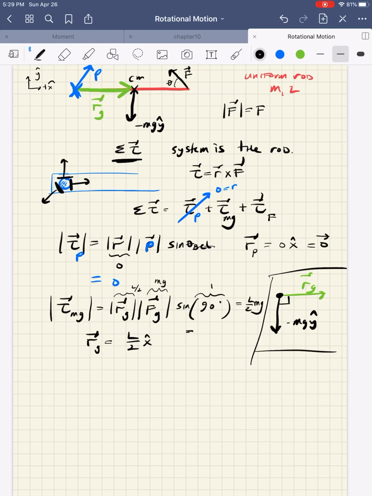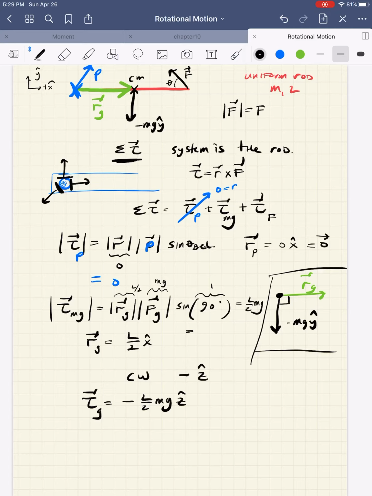Okay. What is its direction, you say? Well, you say, does this force cause a clockwise or counterclockwise rotation? And you'd say, it causes a clockwise rotation, which means in this case, since I'm in the YZ plane, this is going to be in the negative z hat. And so the total torque is minus L over 2 mg z hat. This is the torque from gravity.